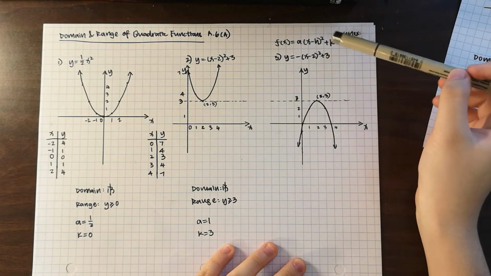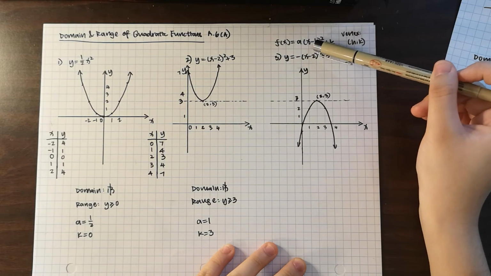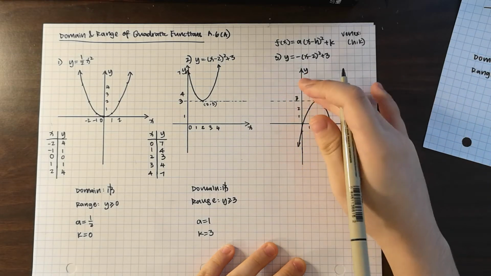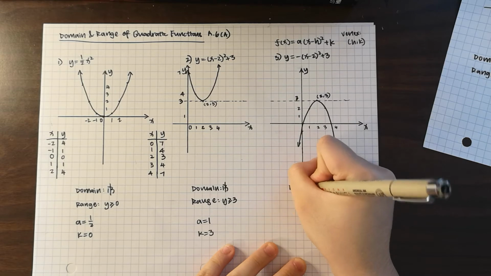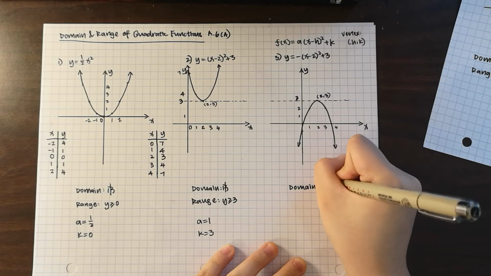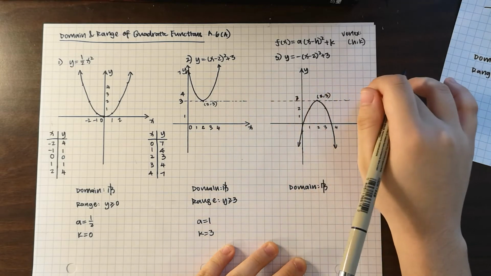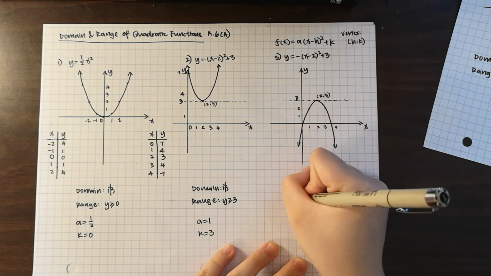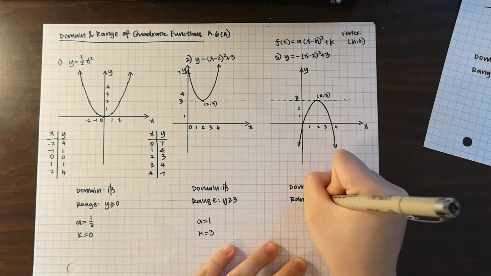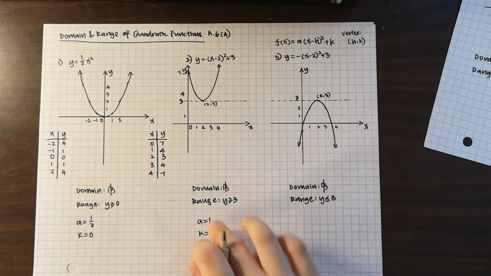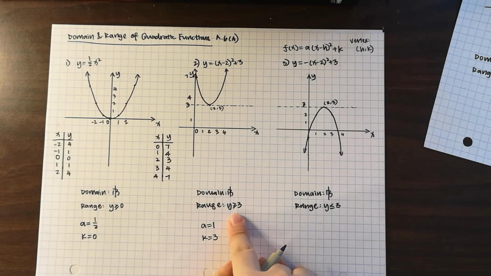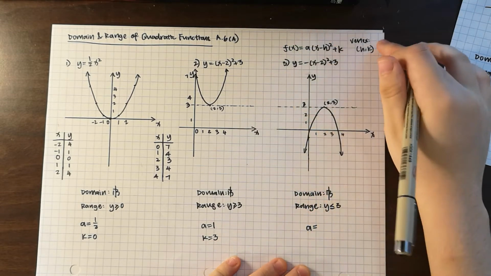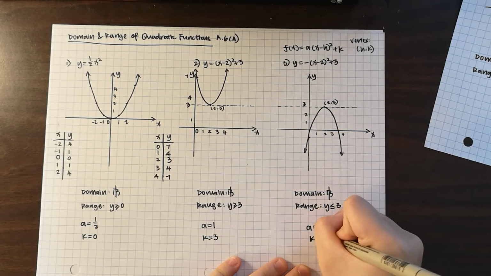Okay, the last example: y = -(x - 2)² + 3, and we draw the graph out. Again, the domain was all real numbers. But the range is y is less than or equal to 3. Why is that? Because the whole graph is below the line y = 3. We should really notice the sign change here. This one is greater than or equal to, and this one is less than or equal to. So we have a equal to -1, while k is equal to 3.